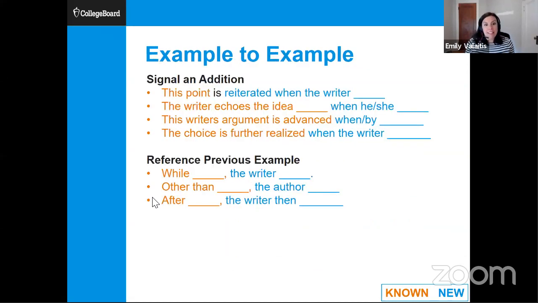Or, in the example to example, all of those fit that format naturally. So the example that I gave earlier was under the reference previous example, the second bullet point. Other than repetition, the writer also incorporates imagery to appeal to the audience. Other than repetition is something that was referenced in an earlier example. Now I'm going to add new information, what the writer also incorporates. So you get the idea.